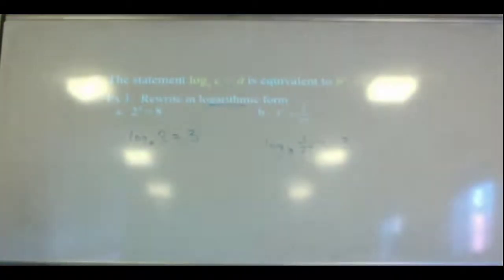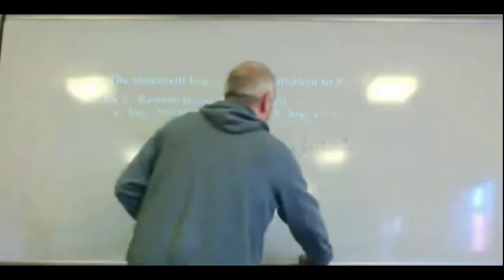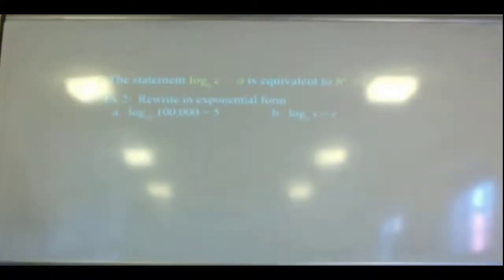Okay. So does that first example make sense? All right. And there are our answers, which we already knew were right because we're experts, or we're going to be experts, hopefully. Okay, now what's the difference? What am I asking us for this time? To change it from logarithmic form back into exponential form.